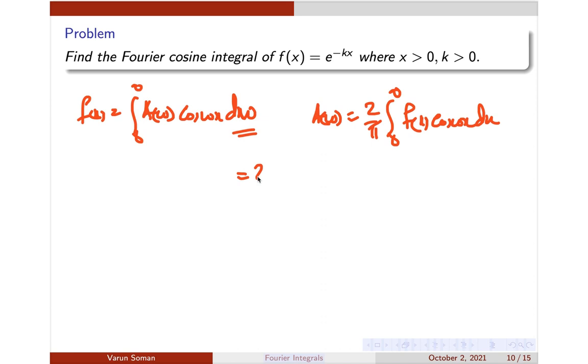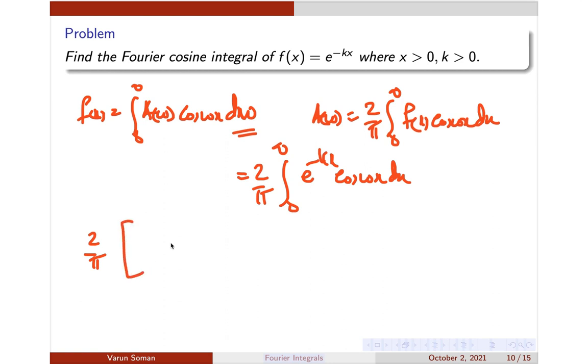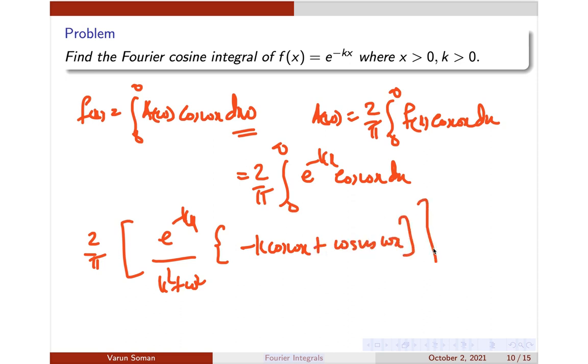So it is actually 2 by pi into integral 0 to infinity e raised to minus kx into cos omega x dx. Just like the earlier formula, it will simply be 2 by pi into e raised to minus kx by k square plus omega square, into minus k cos omega x plus omega sin omega x, in the limits 0 to infinity. When you put infinity, this will be 0 because your k is greater than 0. They have given you k is greater than 0, so this will become 0.